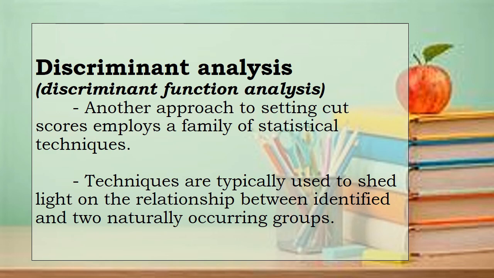Lastly, the discriminant analysis, also known as discriminant function analysis. It is another approach to setting cut scores, which employs a family of statistical techniques. These techniques are typically used to shed light on the relationship between identified variables and two naturally occurring groups.